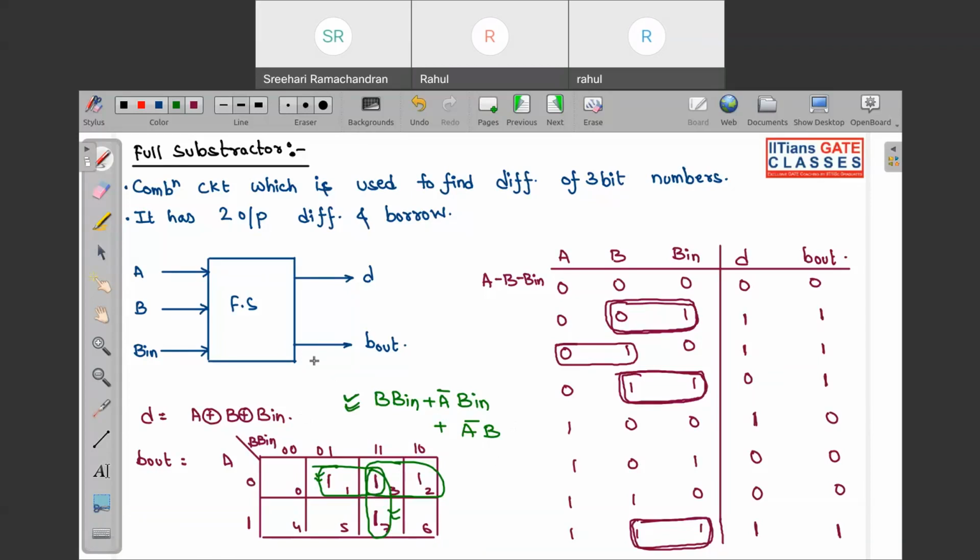Is this clear? Now it is correct. That is why you people were getting confused that sir has written something wrong. Yes, I was wrong. What had I written over here? I had directly written B bar B in, then B bar B in. Yes, that was wrong. So this is your full subtractor.